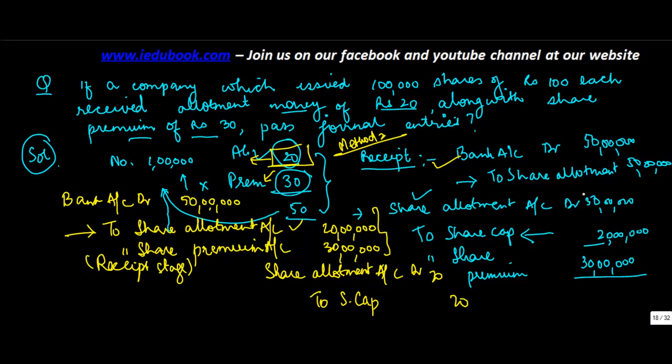So instead of complicating things that you put 50 into share allotment and then transfer 30 to the share premium, you straight away, as you receive the money, credit it to the share premium account. Both these methods are correct. There would be a slight bit of a difference as you give the explanation, but you can use either of these two methods.